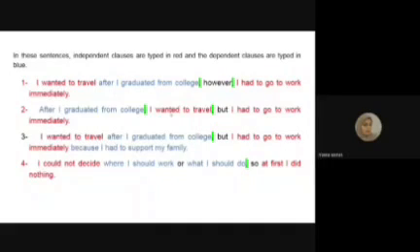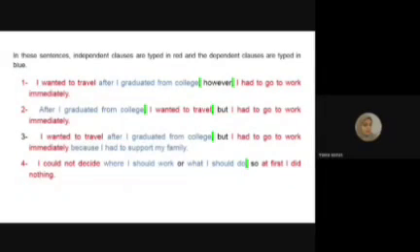So it's followed by an independent clause, which is "I wanted to travel." Then I need to write the second independent clause. Here I use "but" as a coordinator, as if I am writing a compound sentence. "But," followed by a comma, "I had to go to work immediately." Because here I have independent plus independent, so I need to use a comma and a coordinator. Number three, "I wanted to travel." It starts with an independent clause, followed by a dependent clause: "I wanted to travel after I graduated from college, but I had to go to work immediately."